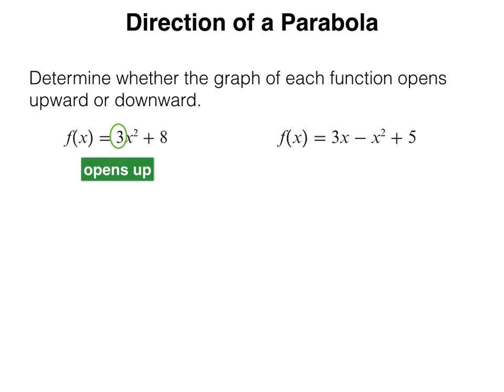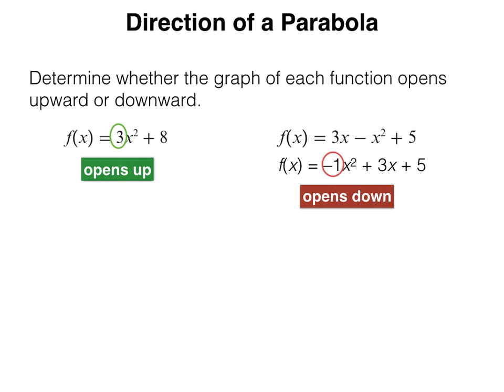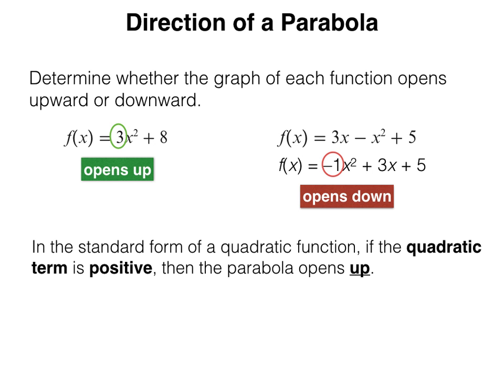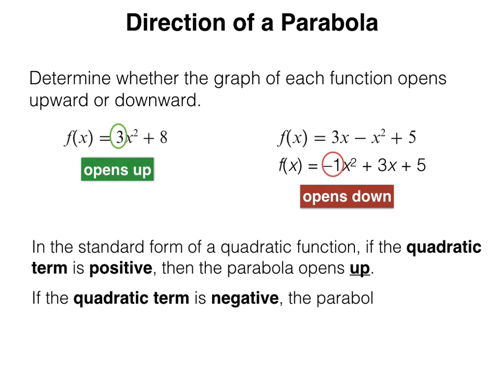In the second example, I want to rewrite this in standard form so the x squared term comes first. Notice the x squared term is being multiplied by a negative 1, so this one will open down. And so we want to pay attention that in the standard form of a quadratic function, if the x squared term, or the quadratic term, is positive, the parabola opens up. If the quadratic term is negative, it will open down.